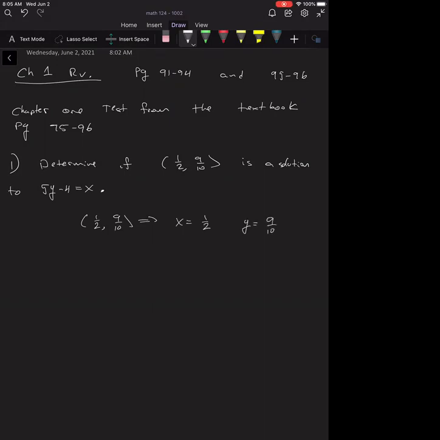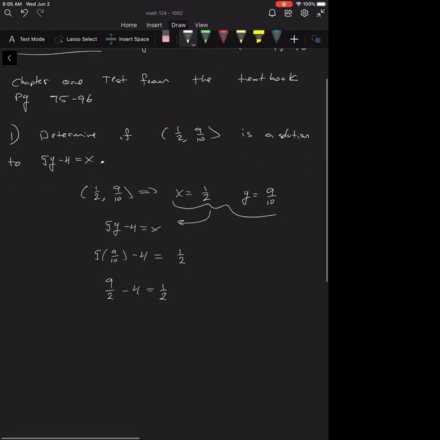And now we want to know if we plug those values into the equation, do we get a true statement? So what happens when we plug these into 5y minus 4 is equal to x? Y is 9/10, so we have 5 times 9/10 minus 4 is equal to, and then x is 1/2. Let's simplify the left-hand side. 5 times 9/10, there's a 5 on the top and a 10 on the bottom, so we can cancel. We just get 9/2. 9/2 minus 4 is equal to 1/2.